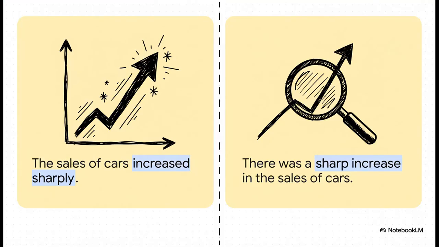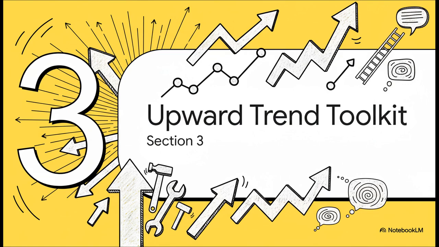Okay, so this right here, this is the secret sauce. This slide breaks down the two simple recipes you need to know. On the left side, we've got a verb plus an adverb. The sales increased sharply. So the verb, increased, is the action, and the adverb, sharply, tells us how it happened. Then, on the right, we use an adjective plus a noun. There was a sharp increase. In this case, increase is the thing that happened, and sharp is the adjective that describes it. Now, they mean the exact same thing, but knowing both of them gives you so much more flexibility and power in your storytelling.